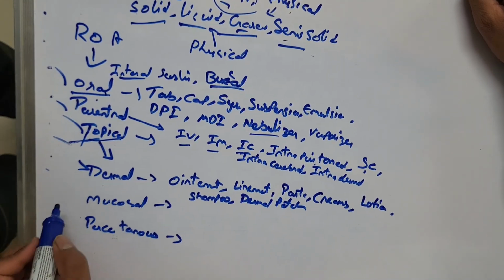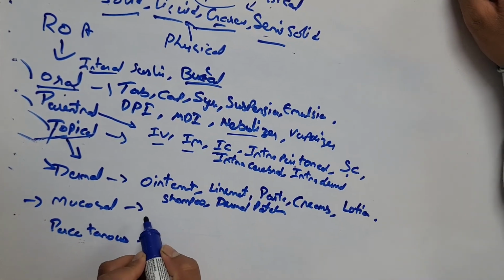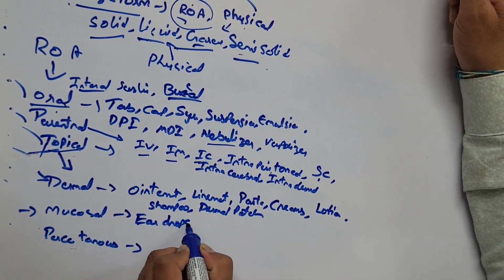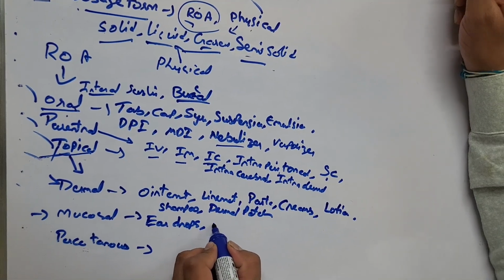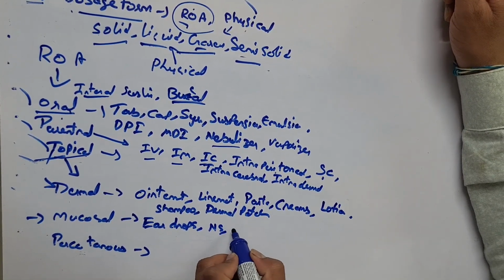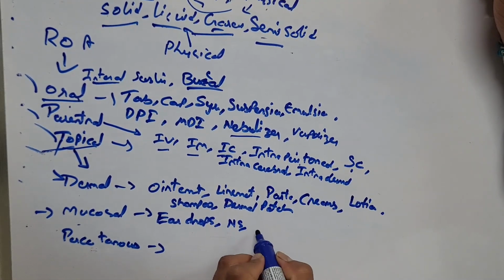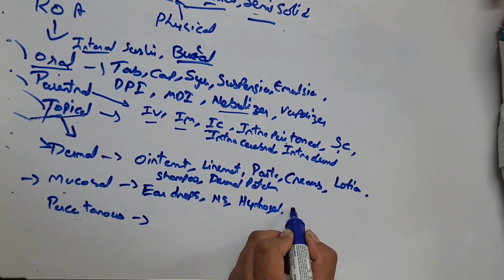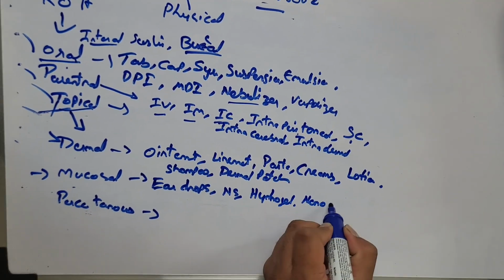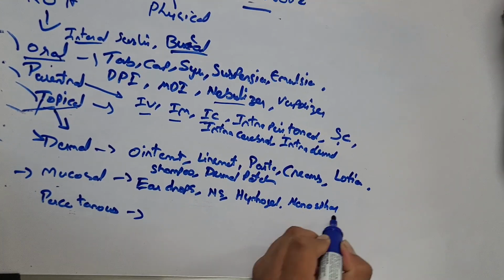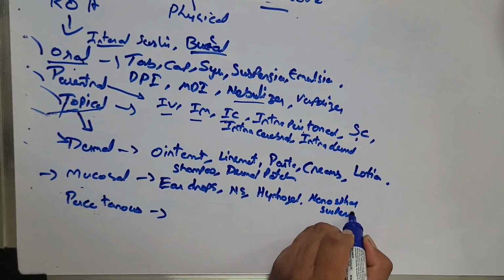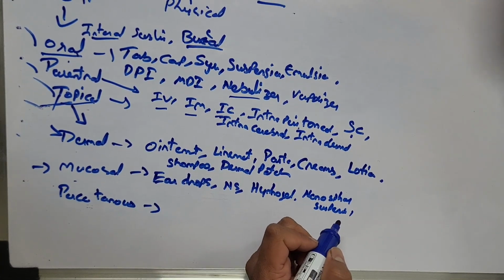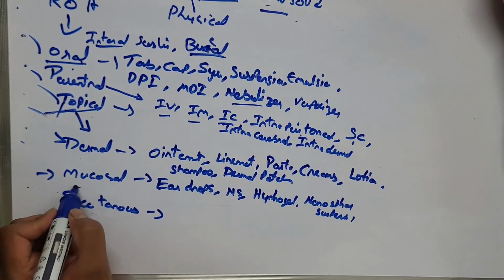So these are for topical, right? For mucosal, the mucous membrane, we have ear drops, eye drops, nasal sprays. Ointments also are applied for mucosal, hydrogels, gels. And there are also very minute suspensions called nanosphere suspensions. My writing is not good, but try to understand, please. And microsphere tablets also we can give for mucosa.